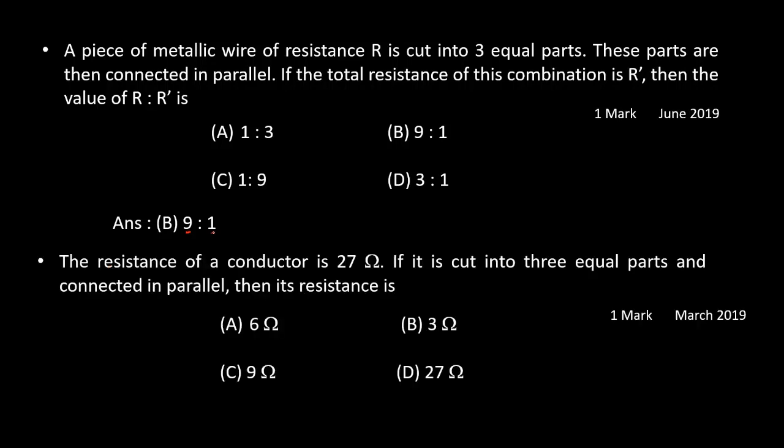Next question is also a multiple choice question. The question is, the resistance of a conductor is 27 ohm. If it is cut into 3 equal parts and connected in parallel, then its resistance is, in these 4 options, option B 3 ohm is the correct answer. That is, resistance is 3 ohm.